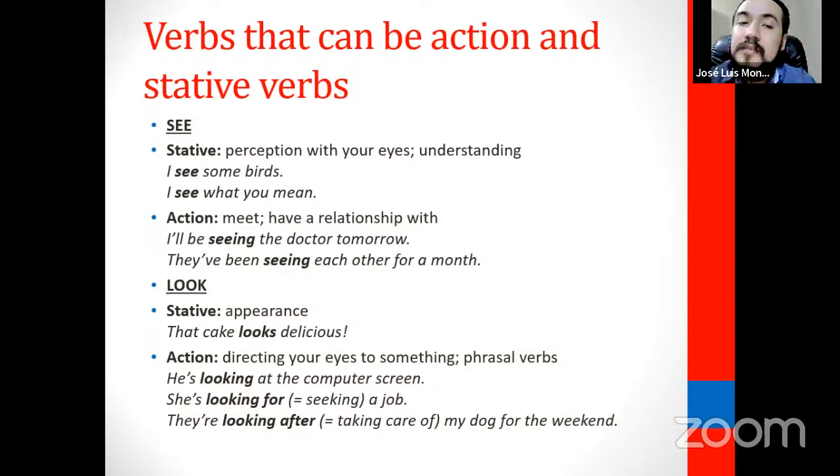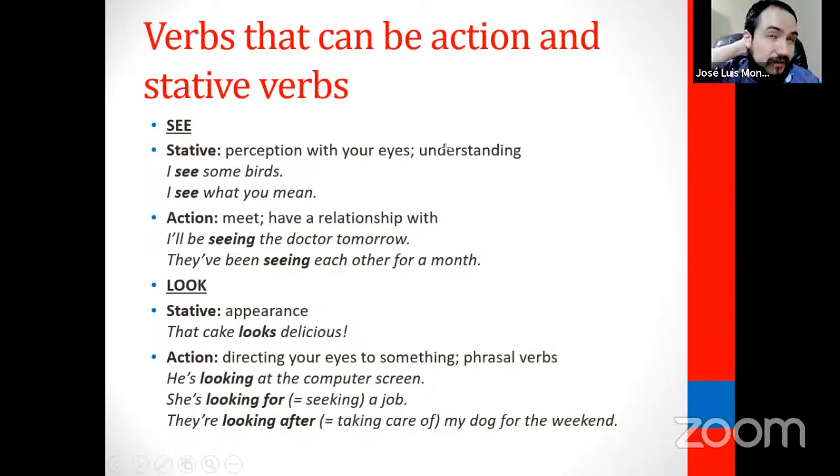But it is an action when see means meeting or to have a relationship with. So I'll be seeing the doctor tomorrow. Okay, it means I'll be meeting the doctor tomorrow. To have an encounter, it is an action. Then, they've been seeing each other for a month. It means that they have been dating. They have been going out as a couple for a month. All right, and again, that is an action, it is not a state. Look, right? Same idea, but in this case, if look is appearance, then it is stative, right?